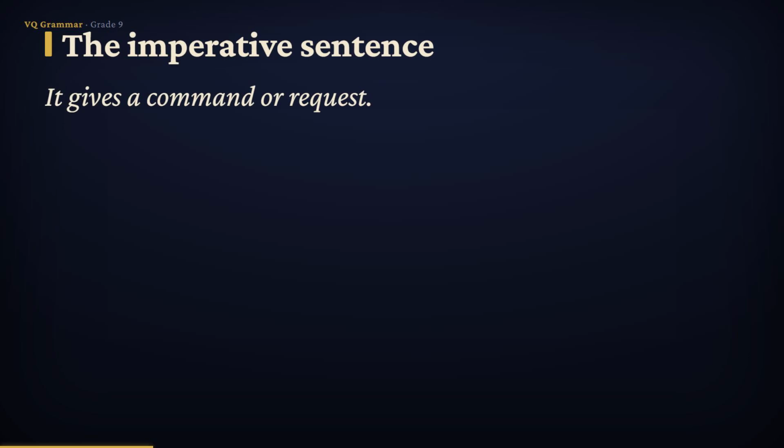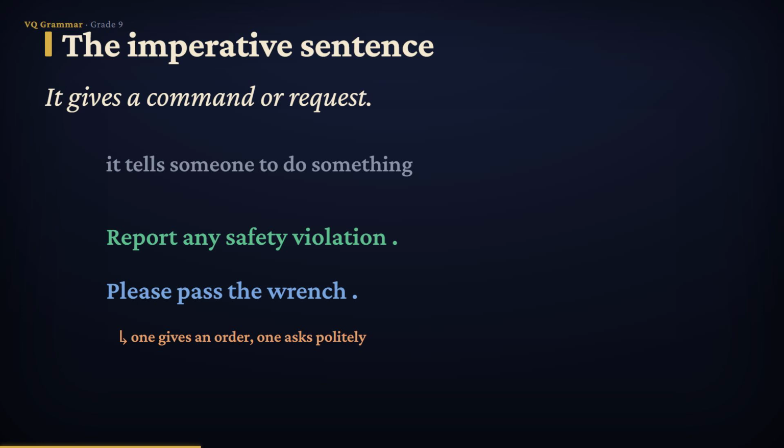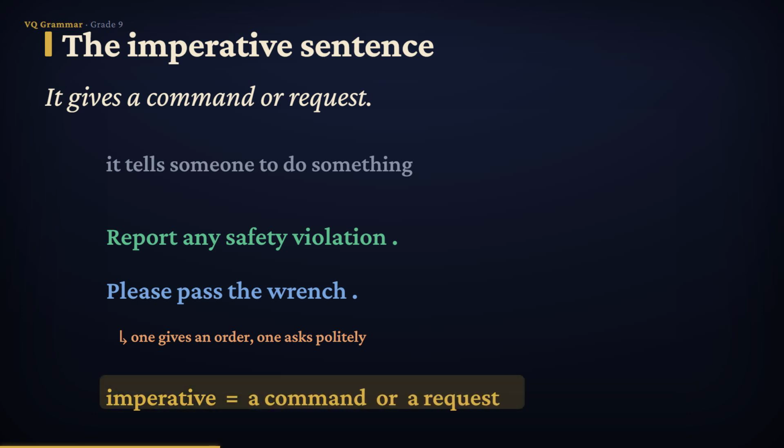Now meet the imperative sentence. An imperative sentence gives a command or makes a request. It tells someone to do something. Listen to this one. Report any safety violation. That's a direct command. It's telling the listener to take an action. But imperatives aren't always firm. They can be polite too. Please pass the wrench. One issues an order, and the other asks a favor. Yet both are imperative, because both are telling someone to act. Whether firm or gentle, an imperative points at an action it wants done.